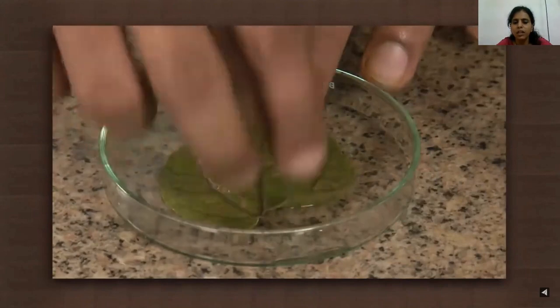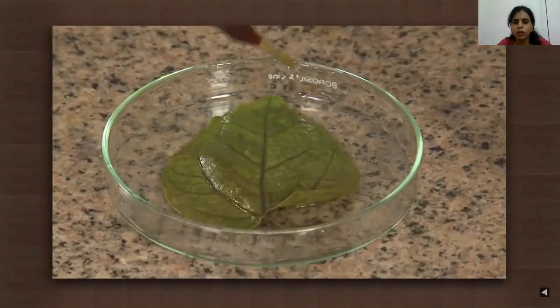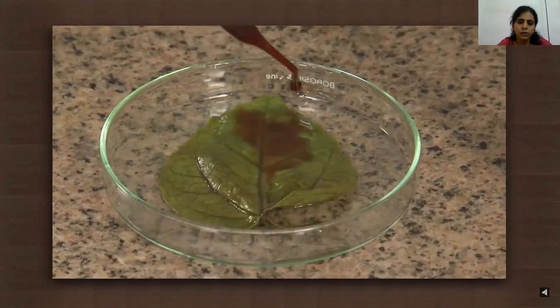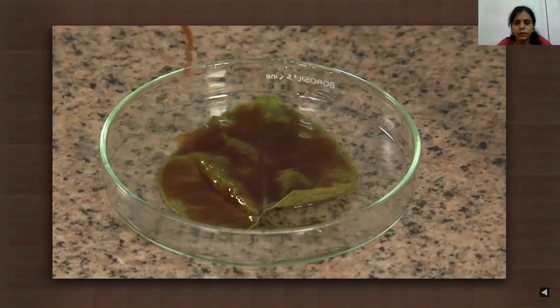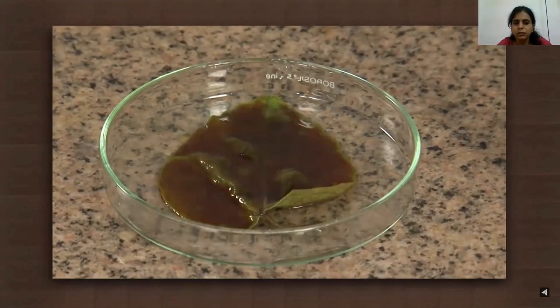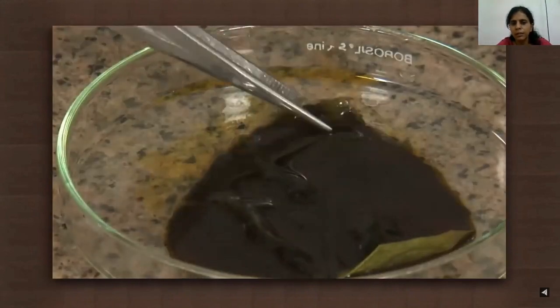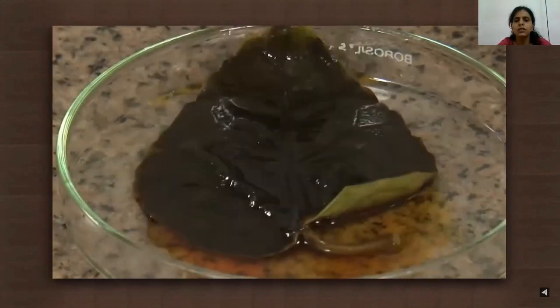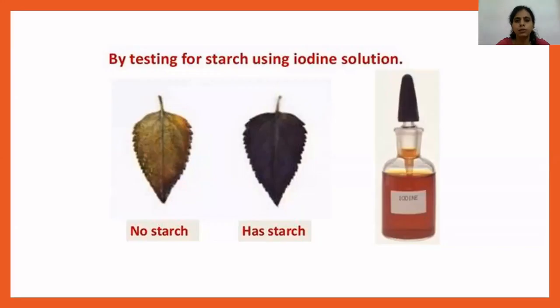You can place this boiled leaf inside a petri dish, and now you can drop some of the iodine solution on the leaf. After a few seconds you can make out that the leaf has turned blue-black in color. The appearance of this blue-black color shows the presence of starch in the leaf. These are the steps in order to test the presence of starch in a leaf.